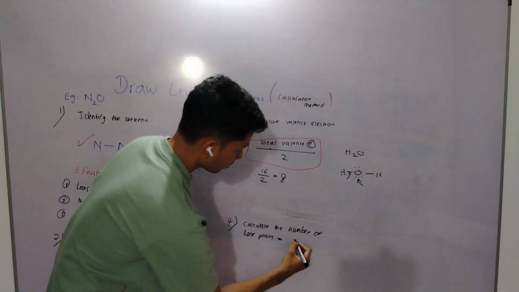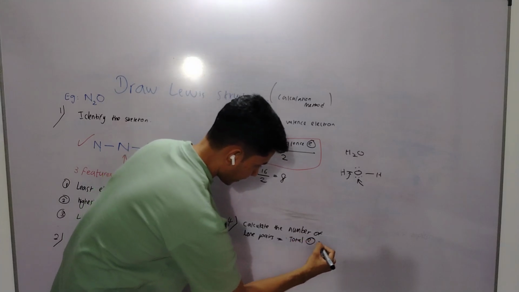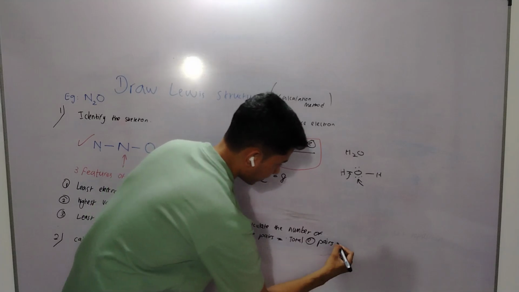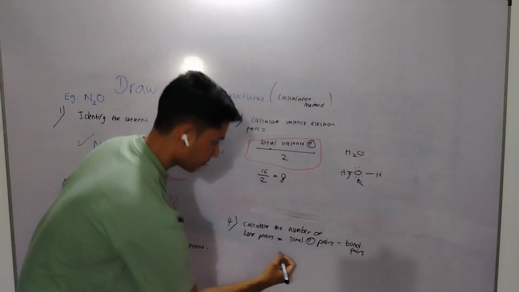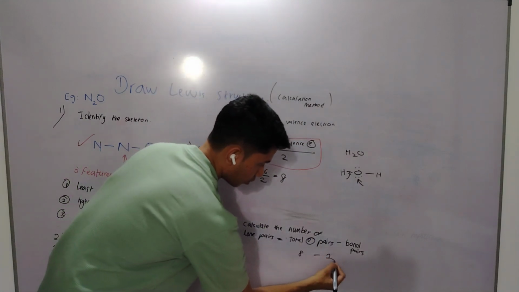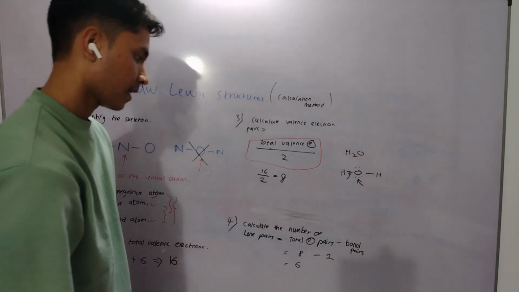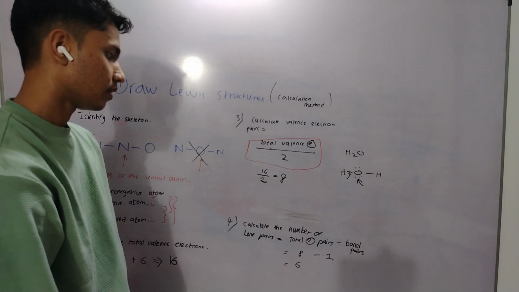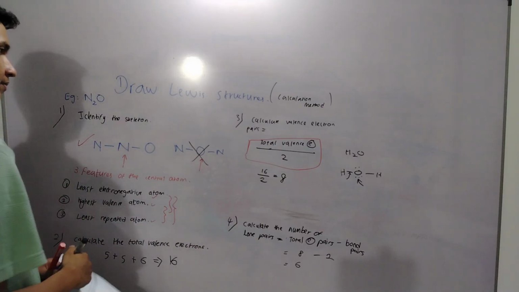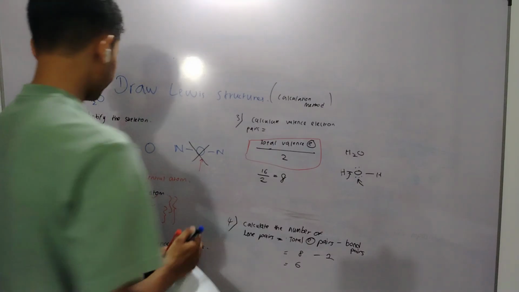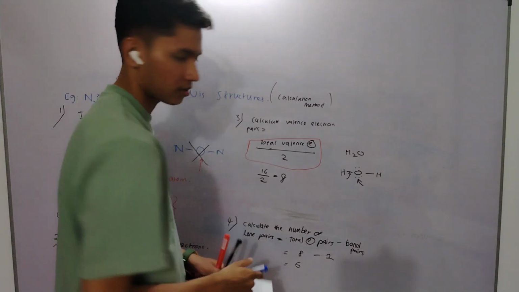Lone pairs will be equal to total electron pairs minus bond pairs. Total electron pairs here is 8, minus 2, which is equal to 6. So there must be 6 lone pairs of electrons.